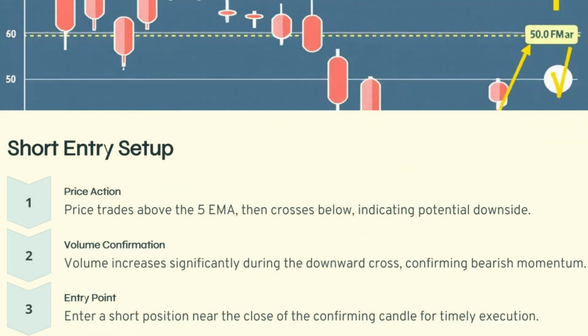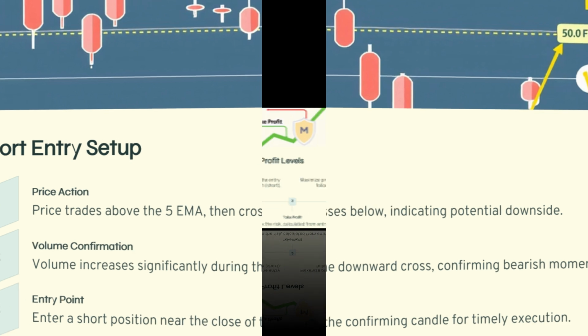Short entry. Setup, price action: price trades above the 5 EMA, then crosses below, indicating potential downside. Volume confirmation: volume increases significantly during the downward cross, confirming bearish momentum. Entry point: enter a short position near the close of the confirming candle for timely execution.